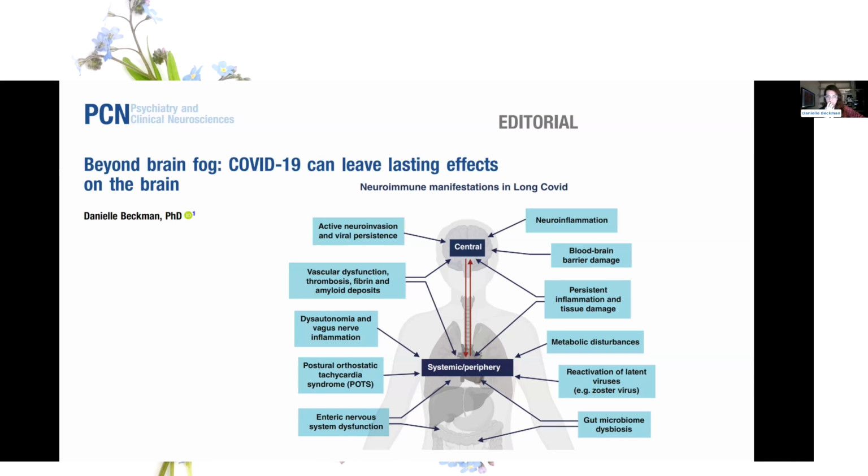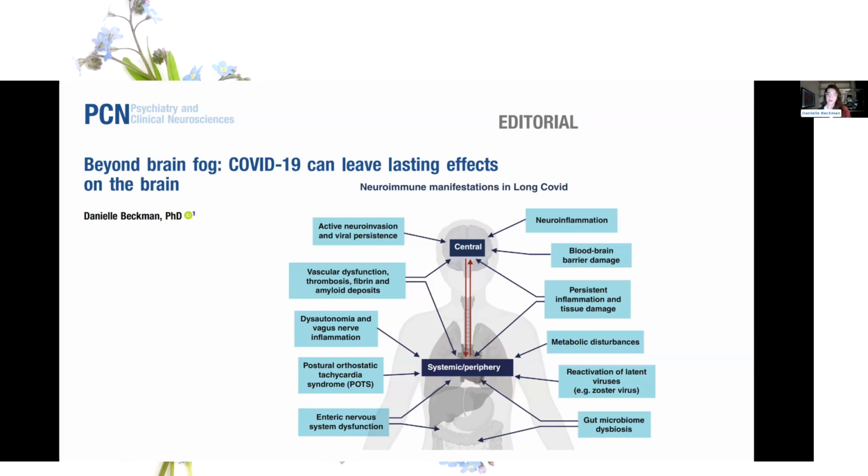And this is an editorial I wrote recently. I want to start with that just because it summarizes so well. Absolutely all the things that are being shown in this figure are not only for long COVID, they're also for ME. We know there is neuroinflammation, there is active viral persistence.